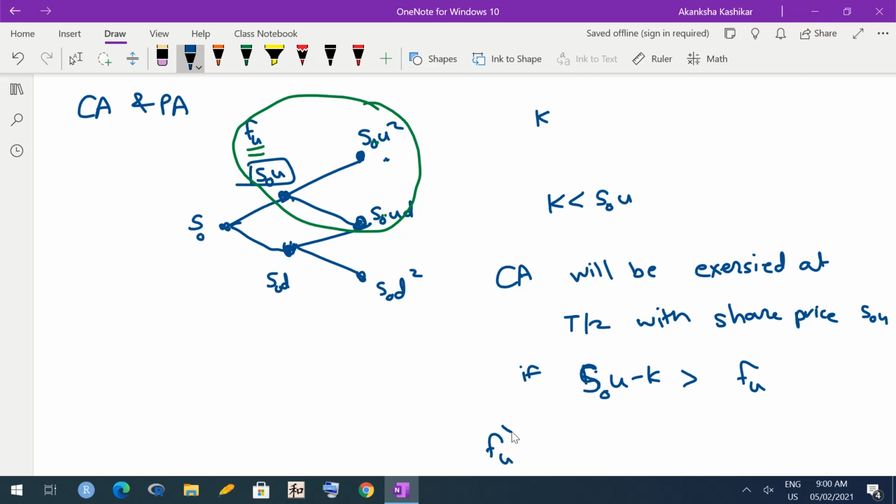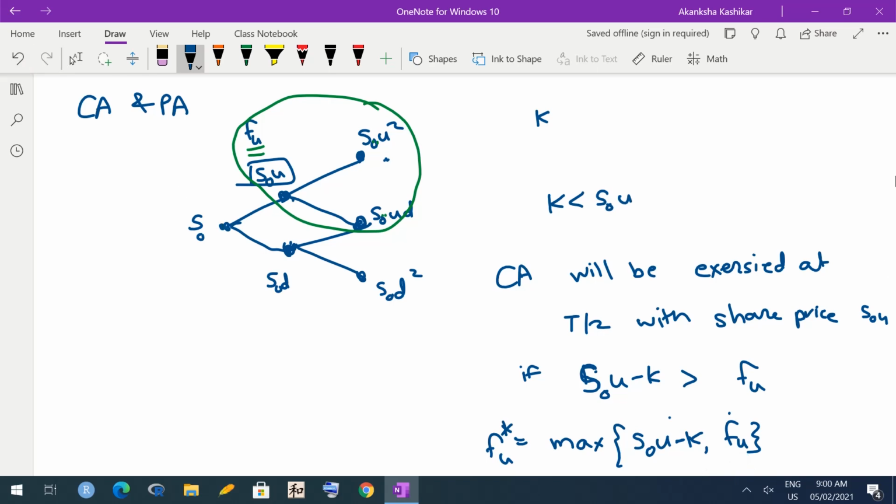So we introduce a new notation FU star as maximum of S naught U minus K comma FU. So we decide which one is more valuable, exercising now or waiting. So if exercising is valuable, then you exercise. If waiting is valuable, you wait. And your final value at this time point is maximum of these two.